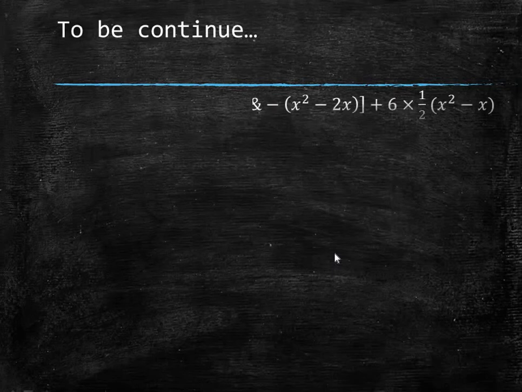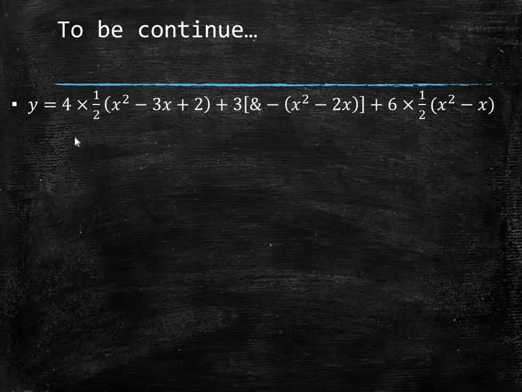So after putting the values, we get y is equal to 4 times, 4 is nothing but y0, into L naught of x. So L naught of x is 1 by 2 times (x square minus 3x plus 2), plus 3. 3 is nothing but y1 into L1 of x. L1 of x is minus (x square minus 2x), plus y2. y2 is 6, 6 into L2 of x. L2 of x is 1 by 2 times (x square minus x).